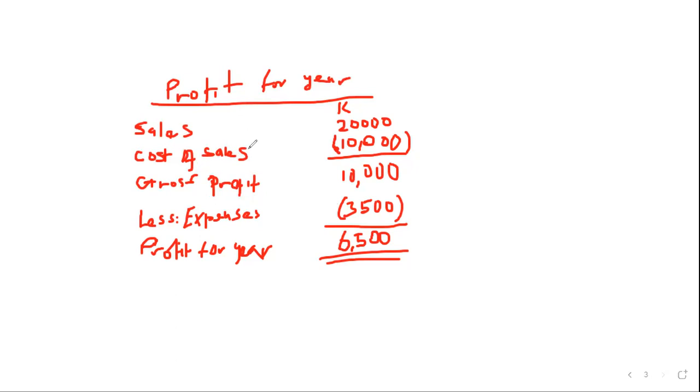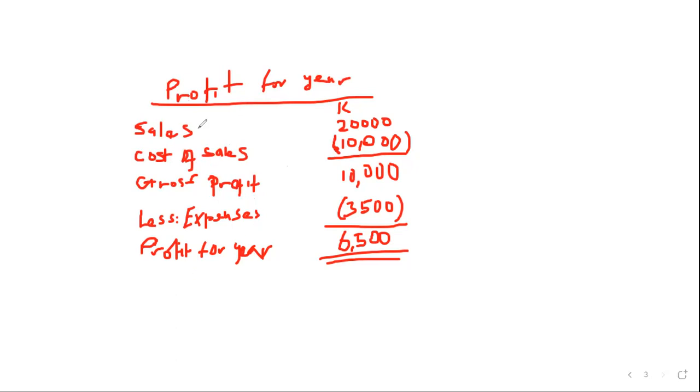Then here on the cost of sales, this is where you just need to make adjustment. You have the opening stock, the closing stock, and the purchases. So how to get to the cost of sales? First, you start with the opening stock. You add the purchases, then you subtract the closing stock. Then you have your cost of sales. So usually these are the adjustments that you do.